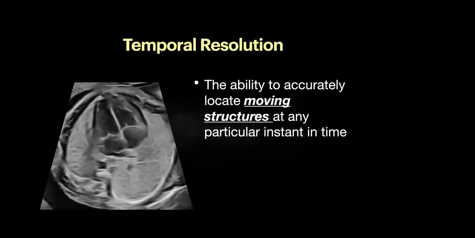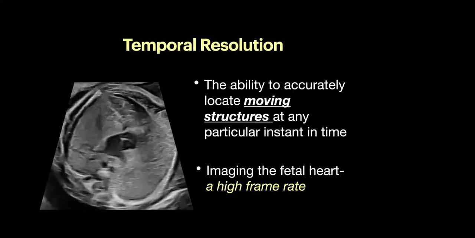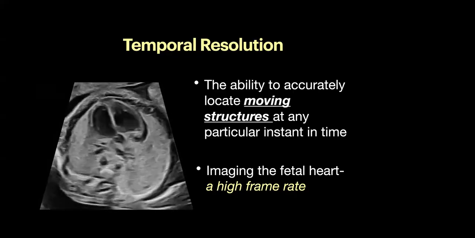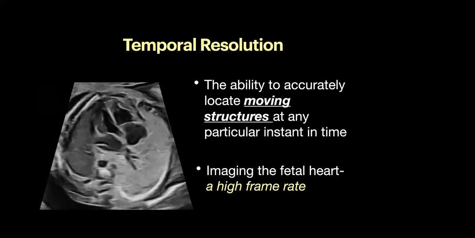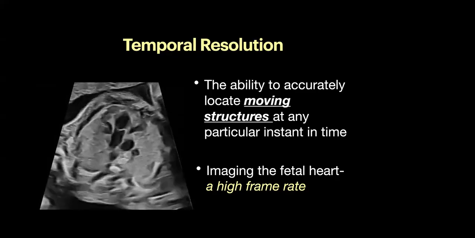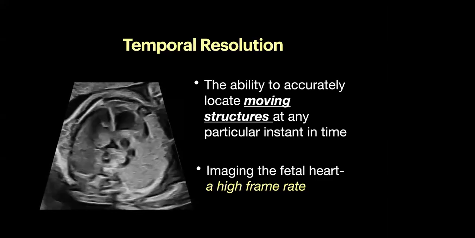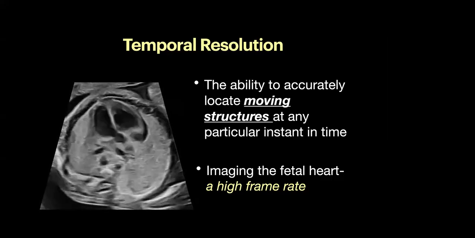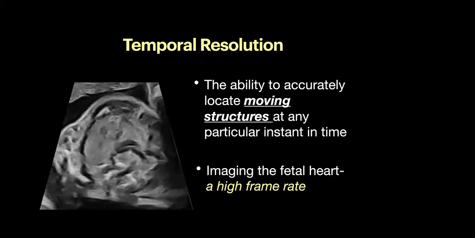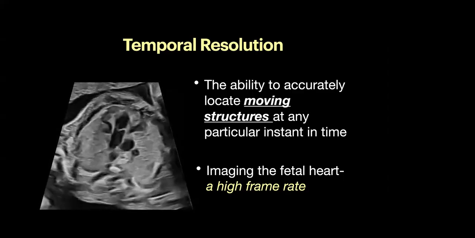So how about what I explained earlier about temporal resolution, which is part of your basic settings, as well as detail resolution. So what exactly is temporal resolution? This is certainly one of the factors that play a big role in 2D image optimization. By definition, this is the ability to accurately locate moving structures at any particular instant of time. And what do babies do? They move all the time, especially small, fast-moving structures such as a heart.